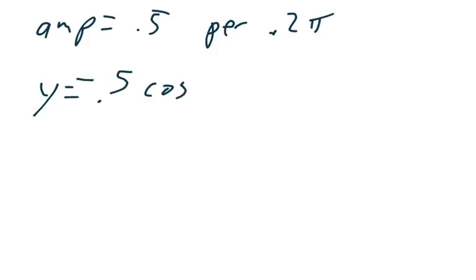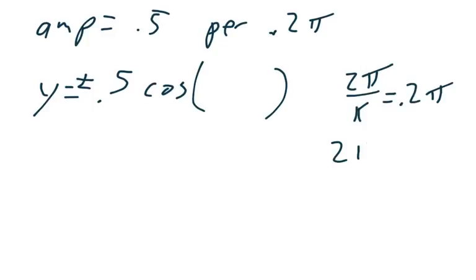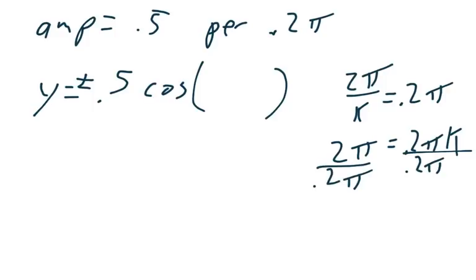This time we're doing cosine. Amplitude is 0.5. Period is 0.2 pi. So y equals 0.5 cosine, but that should be plus or minus again. 2 pi over k equals 0.2 pi, which means 2 pi equals 0.2 pi k, divided by 0.2 pi, and k equals 10.